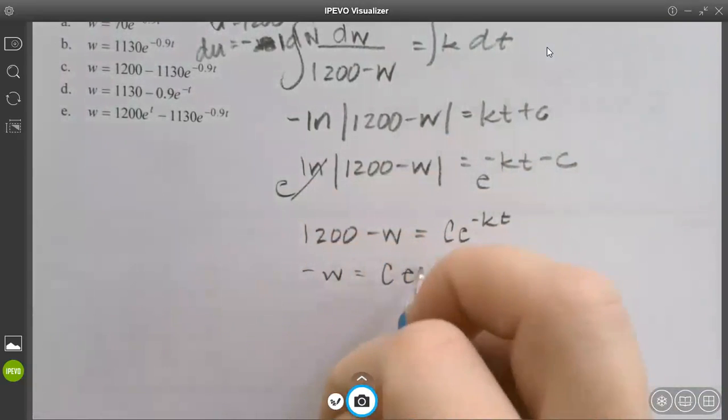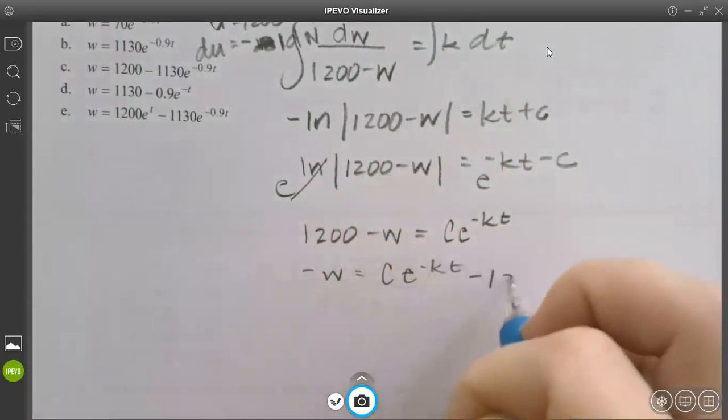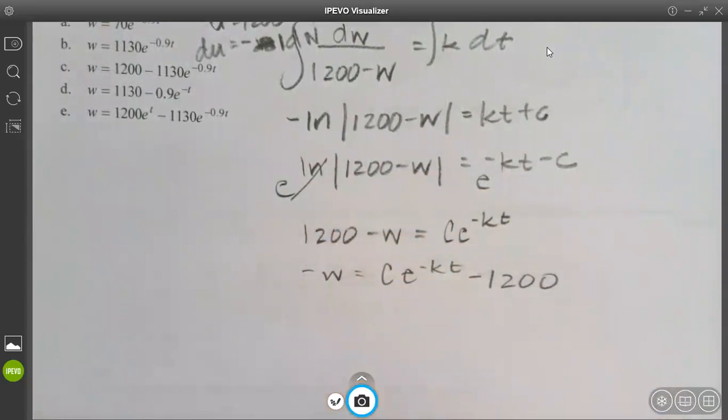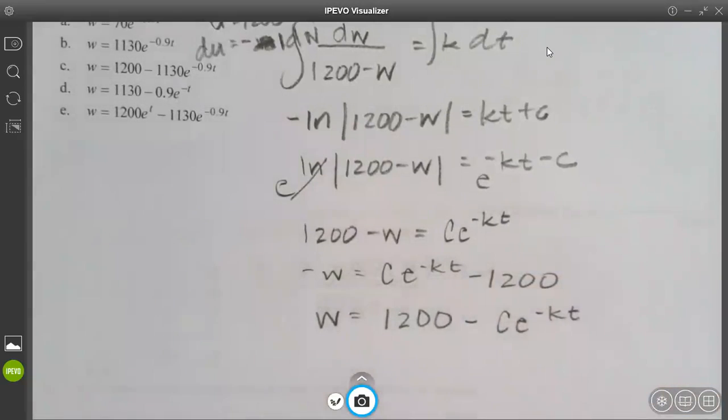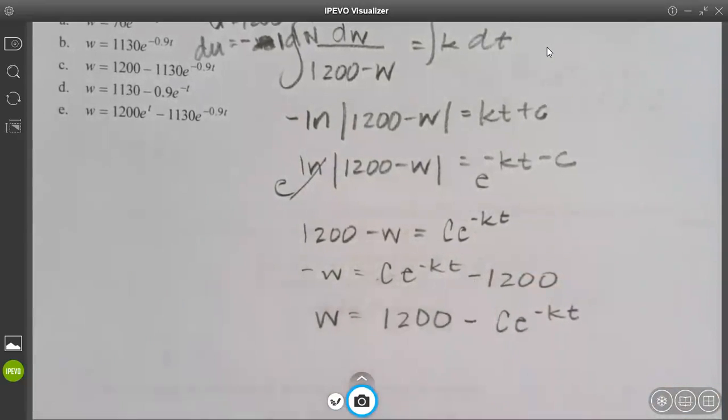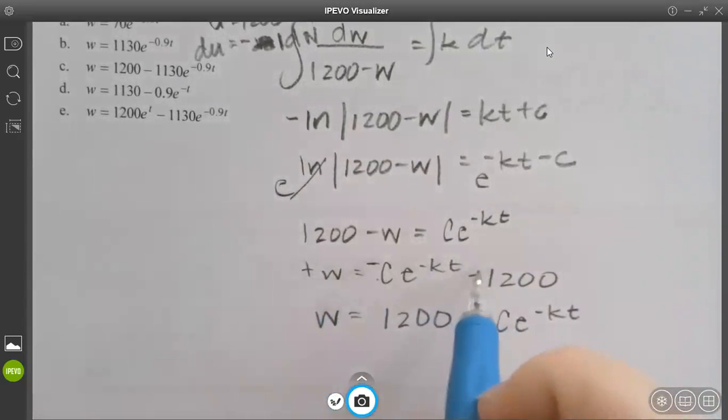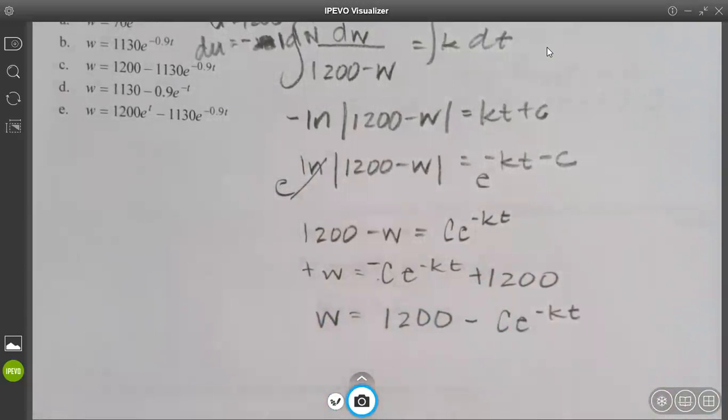Subtract 1200. And they write it the opposite way, just so you can see it. Okay, so this will change to a negative, this will change to a positive. And so they just flip it around. So that's why I flip it. I don't care if you don't. All right. Now it says use a computer algebraic system.